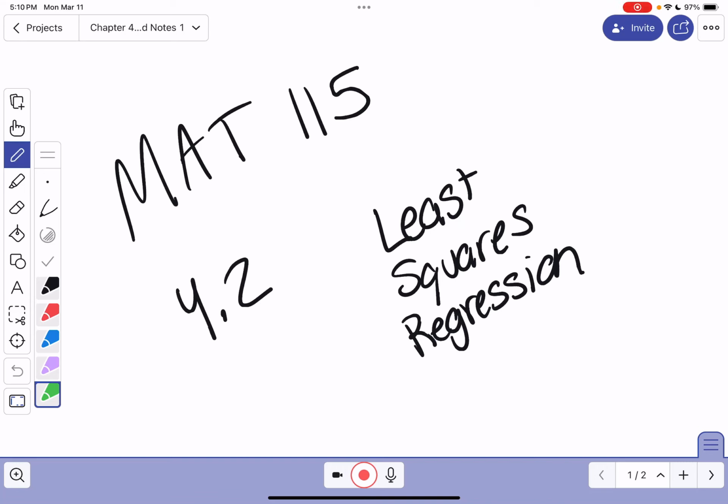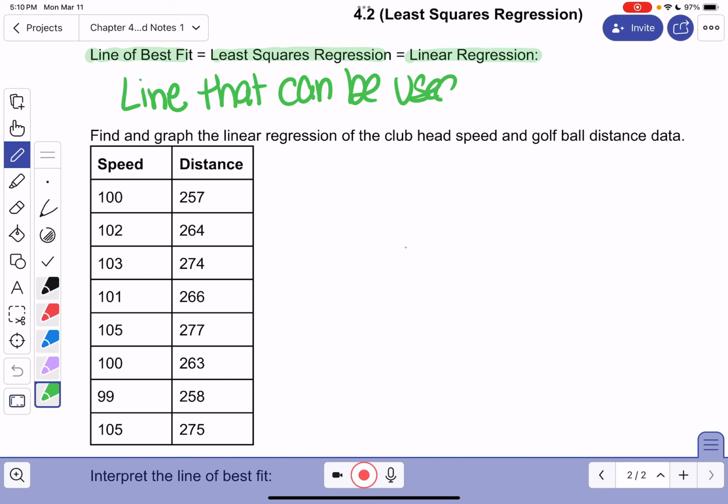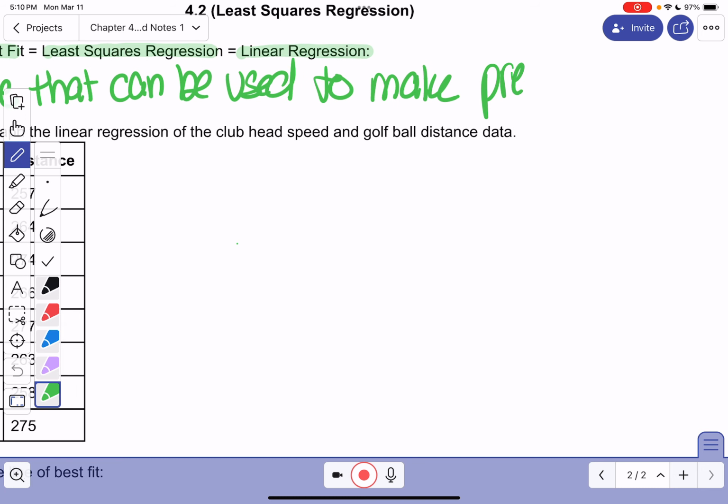All right, this video is going to cover section 4.2, least squares regression for statistics. Line of best fit, least squares regression, linear regression, those are all terms to describe the same thing. Essentially, it's a line that can be used to make predictions about data.